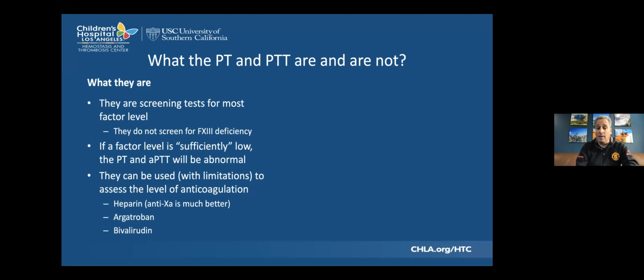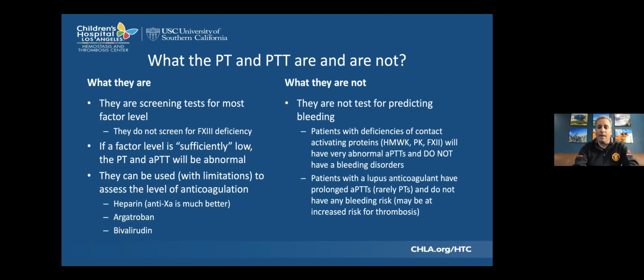If a factor level is sufficiently low, and I put that in quotations because it varies for the different ones, you can get an abnormal PT or PTT or both. They can be used with some limitations, though, to assess the level of anticoagulation. Of course, for heparin, people can use the PTT, although the anti-10A is much better. You're going to get a lot more of this in the next talk, so I'm not going to spend a lot of time on anticoagulation management, but just keep in mind that the PTT is often used for argatroban and bivalirudin, but you'll hear more about that in the next talk.